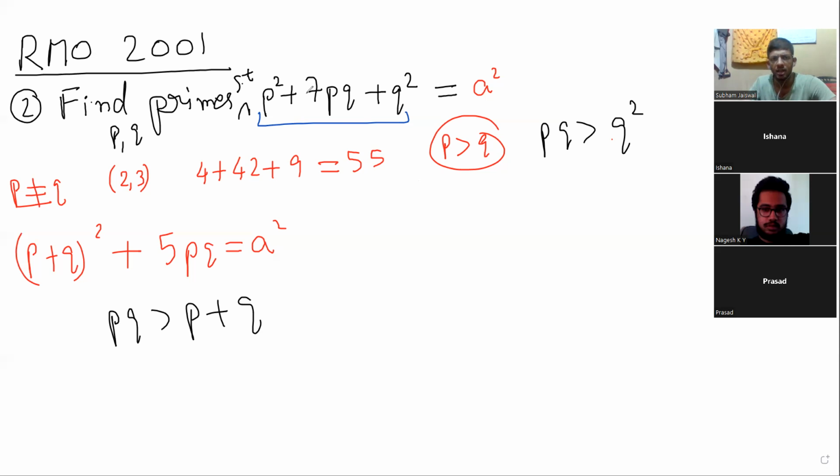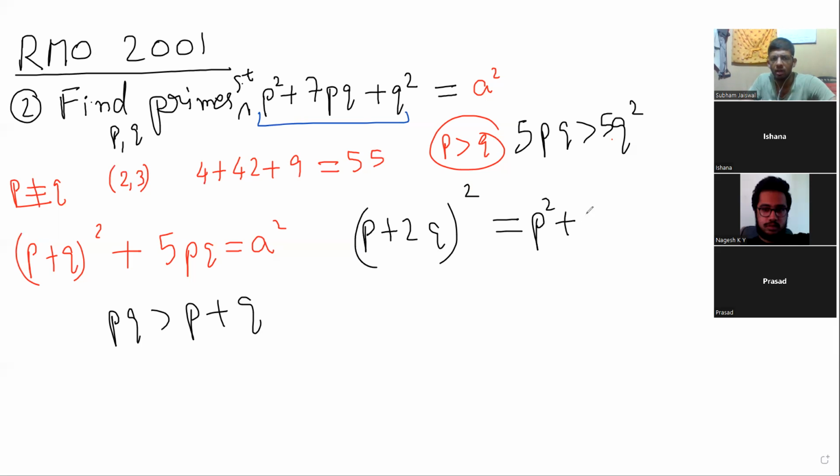The 7 has to suggest something, right? Otherwise, right. So this PQ is bigger than Q square. It means if I take 4 or 5 or something, then this suggests to me to consider P plus 2Q also, right?